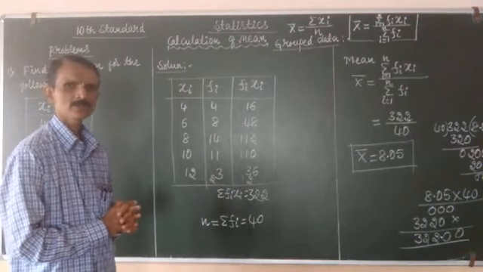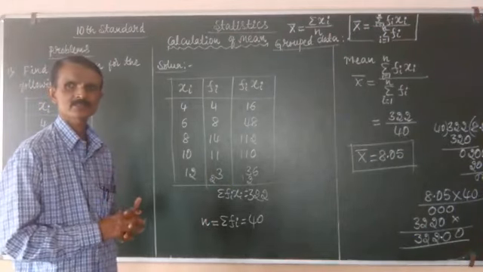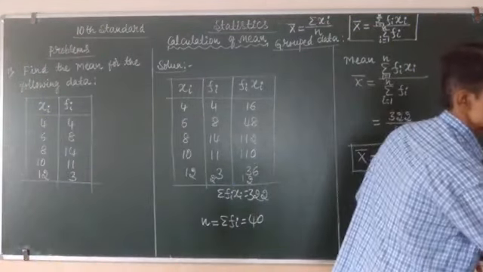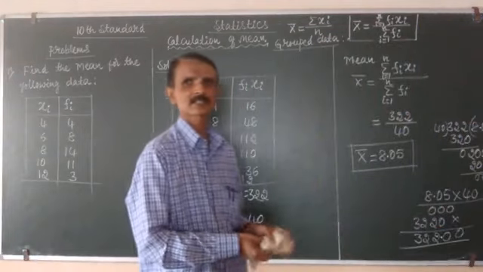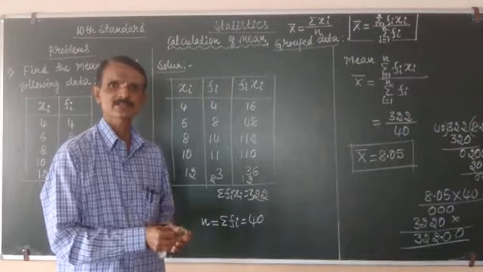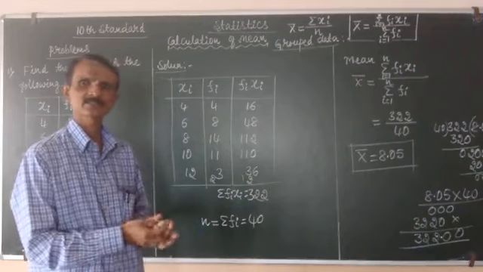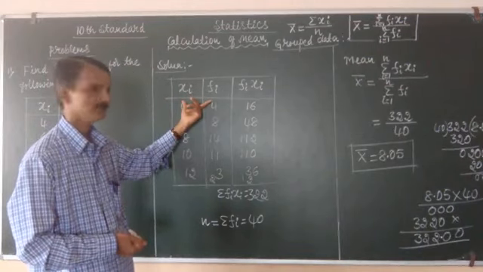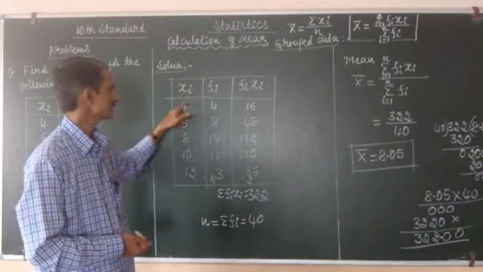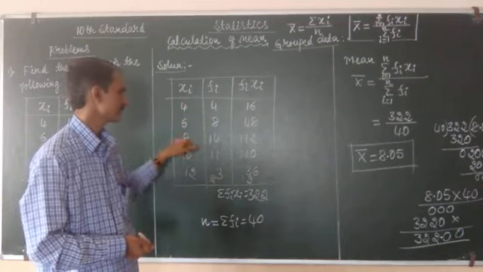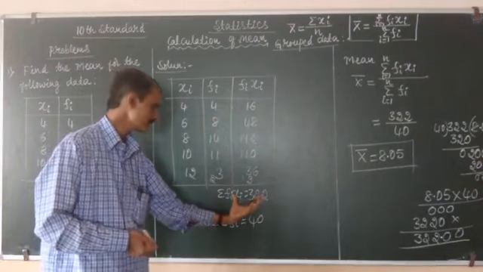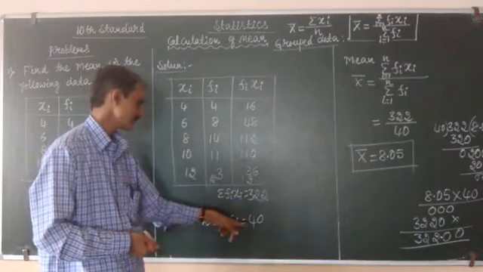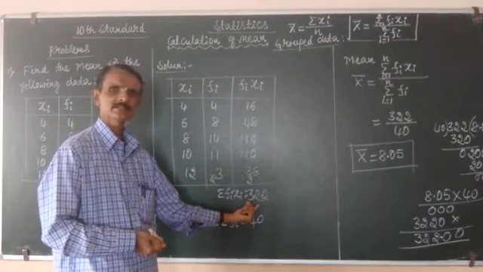So first, what should we do? There is a lot of disturbance from the outside, because today there is a function near our school. So for this we first have to multiply the xi and fi. Then add all the fi xi, and add all the frequencies. If you add this, it will be 322.